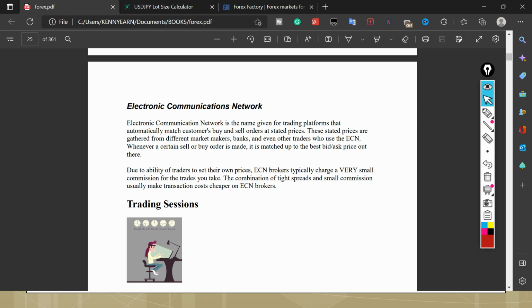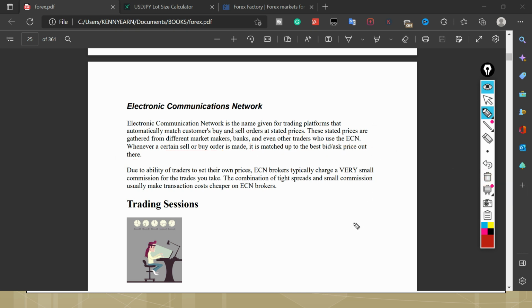So okay, let me just explain. Electronic communication network is the name given for trading platforms that automatically match customers' buy and sell orders at stated prices. These stated prices are gathered from different market makers, banks, or even other traders who use the ECN. So as you're buying, you're buying from somebody that wants to sell. As you're selling, you're selling to somebody that wants to buy. That's what it means. So whenever a certain sell or buy order is made, it is matched up with the best bid and ask price out there. So that's what it means.